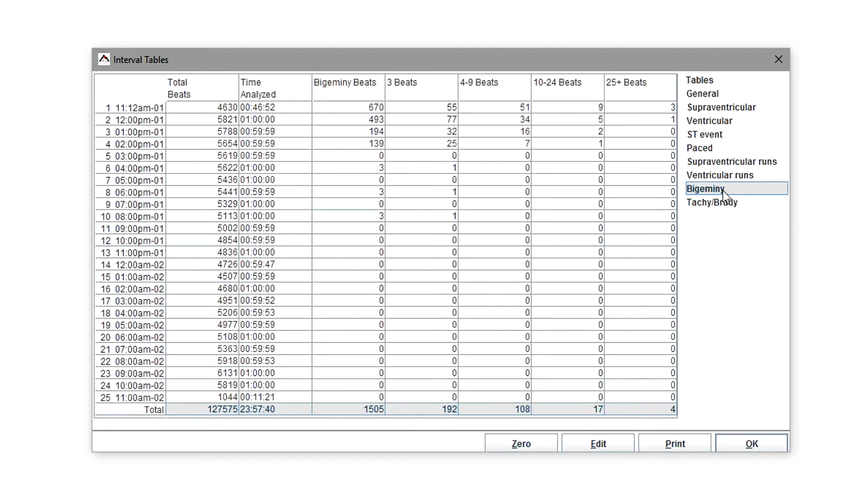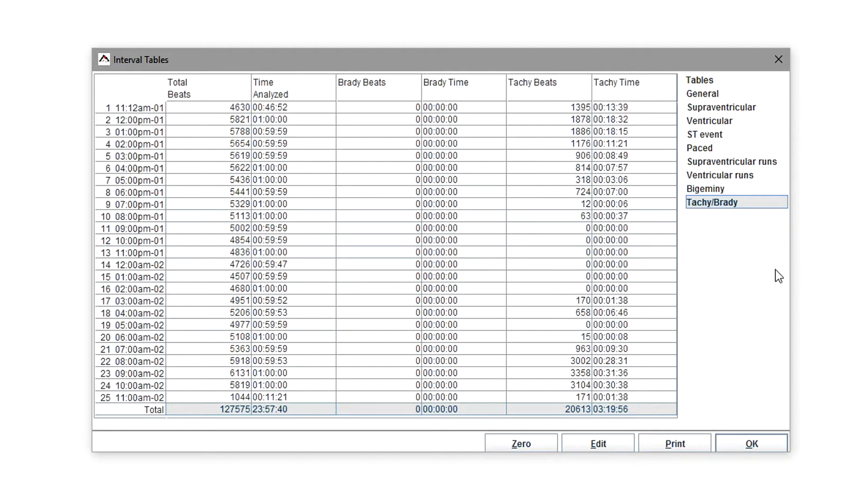Bigemini. This is an interval table that lists the time of day at the start of the interval, the total number of beats identified and counted in the interval, this excludes periods of artifact, the amount of time analyzed, this also excludes artifact, the total number of VPBs that occurred in Bigemini, the number of 3 VPB episodes of Bigemini, the total number of episodes of Bigemini that included 4 through 9 VPBs, the number of episodes of Bigemini that included 10 through 24 VPBs, and the number of episodes of Bigemini that included 25 or more VPBs.